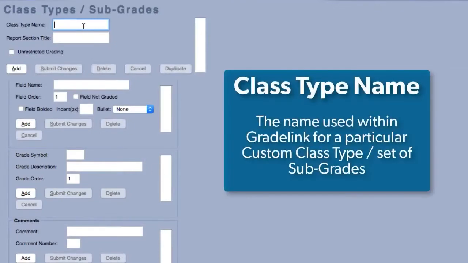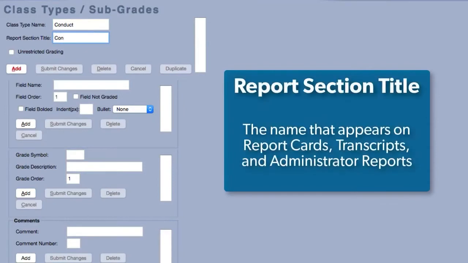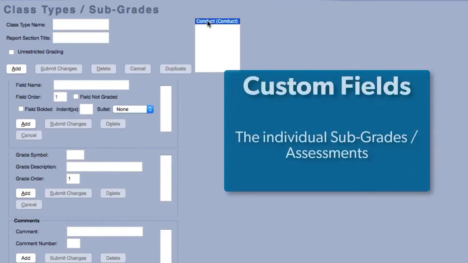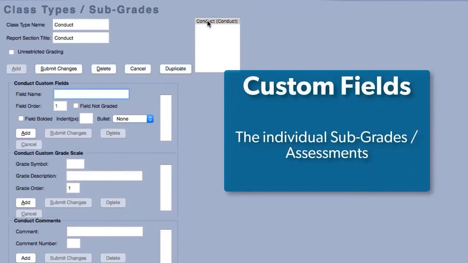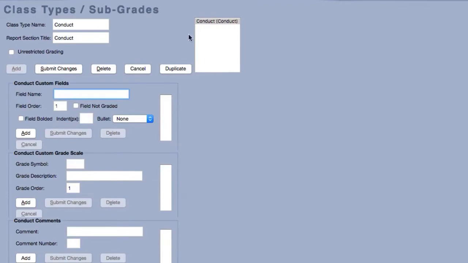Class type name is the name that appears internally within Gradelink, while the report section title appears on report cards, transcripts, and on other administrator reports in Gradelink. Custom fields refer to the actual subgrades. By default, you only need a field name and a field order, which determines the order that subgrades are displayed in. However, administrators can also control the appearance of their subgrades using the options below.